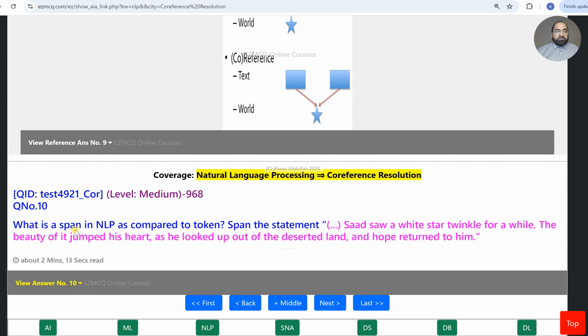So what is a span in NLP as compared to a token? Token versus a span. So this is a different concept. So what I'll do is I'll stop here, and in the next part of the lecture and the video, we'll start from here. All right. So we stop here.